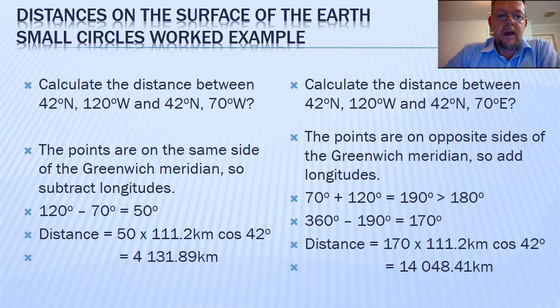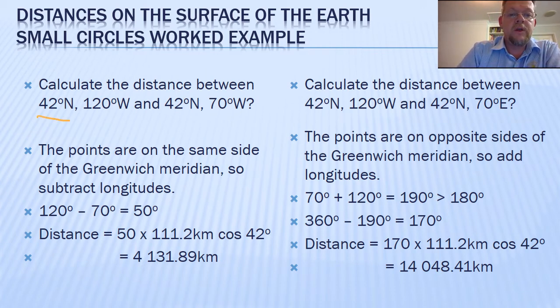In this example, we're going to look at calculating distances along small circles. So we are traveling laterally, going across the face of the earth rather than up and down. So let's have a look at the first problem. Calculate the distance between 42 degrees north, 120 degrees west, and 42 degrees north and 70 degrees west.